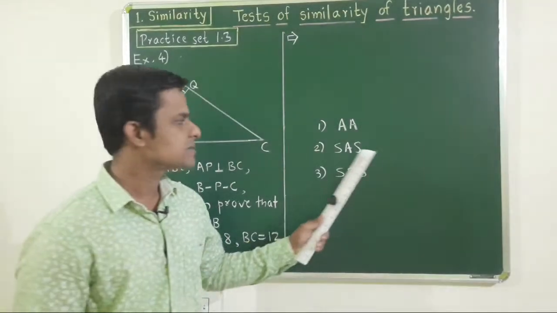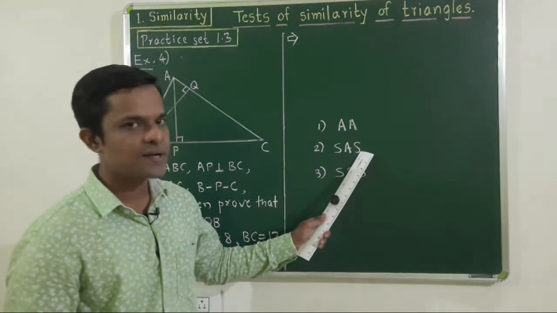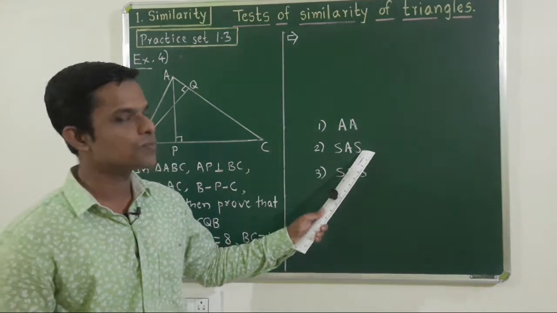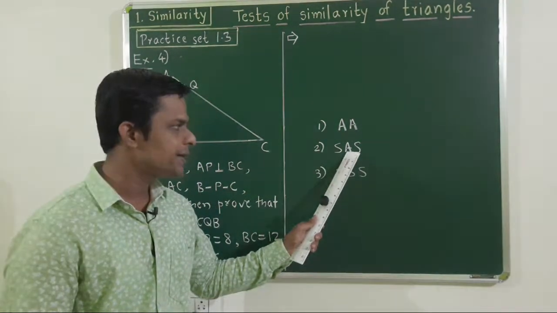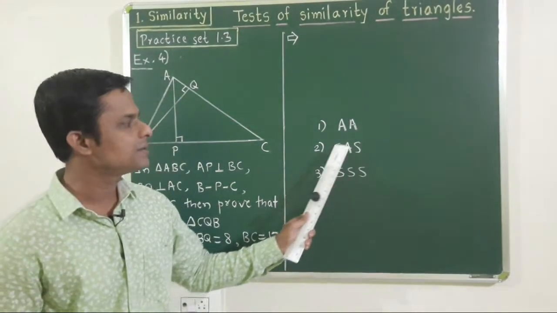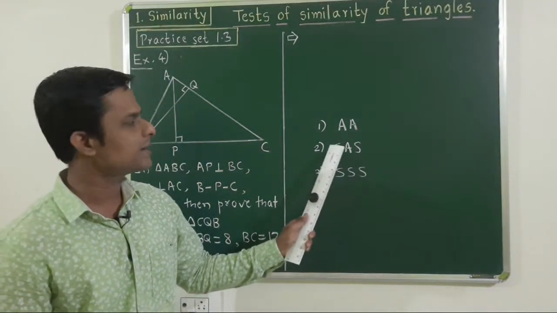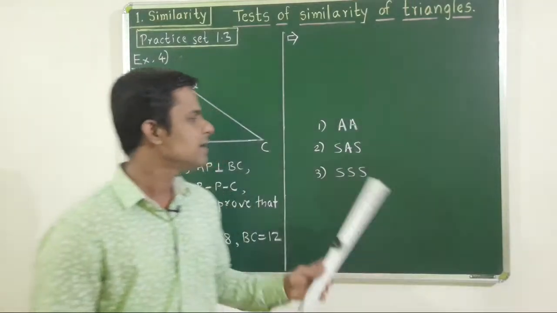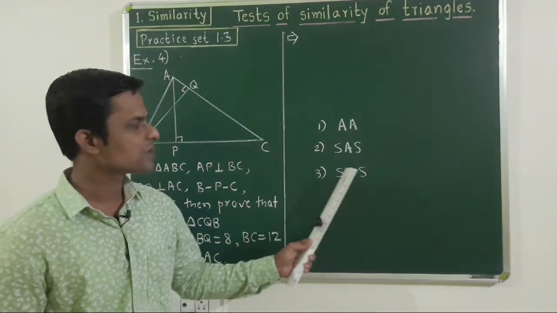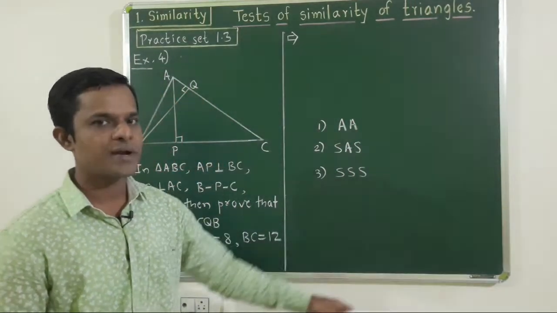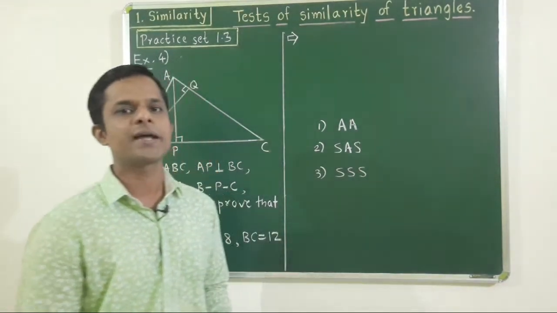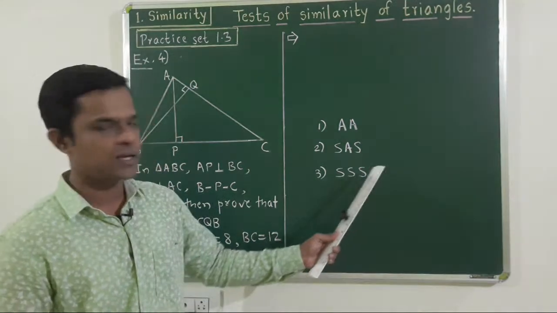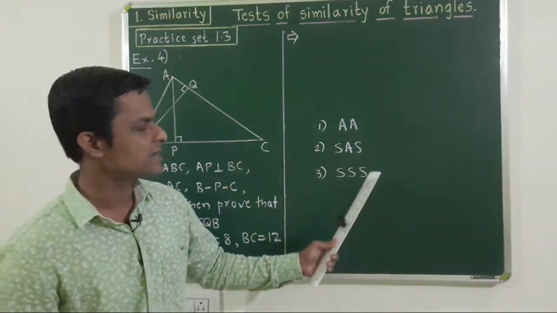SAS test means if two sides of one triangle are in proportion with the corresponding two sides of the other triangle and the included angles are congruent, then the two triangles are similar by the SAS test. And SSS test means if all the three sides of one triangle are in proportion with the corresponding three sides of the other triangle, then the two triangles are similar by the SSS test.